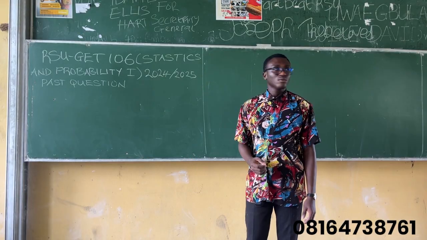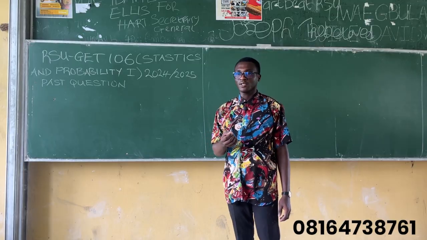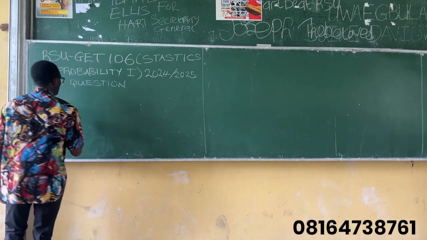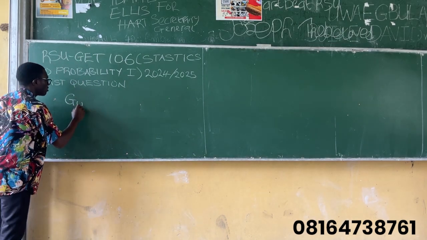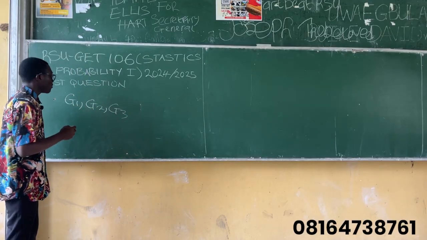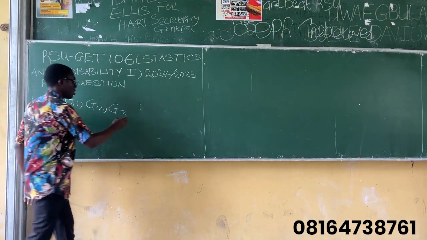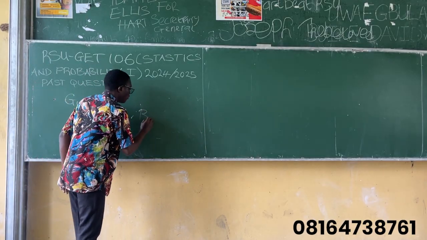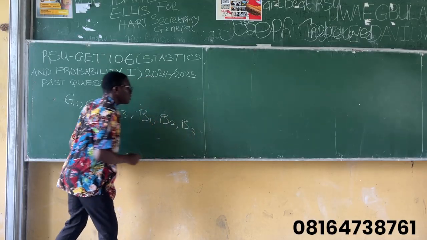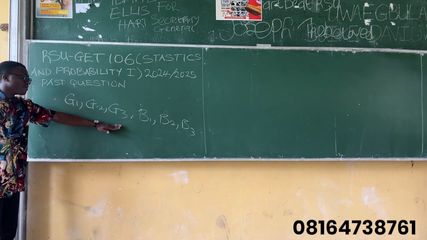Now we are asked to list out the sample space for a 3-member committee, which is selected from 3 boys and 3 girls. So first of all, it is important to know where we are carrying the selection from. So we have 3 girls, which we are going to denote as G1, G2, and G3, and also 3 boys, which will be denoted as B1, B2, and B3. Now we are being asked to list out the sample space for this 3-member committee.